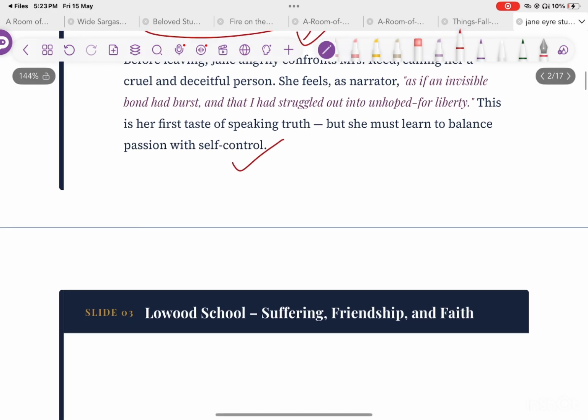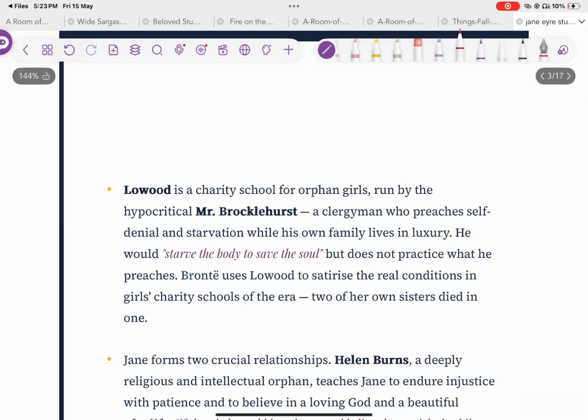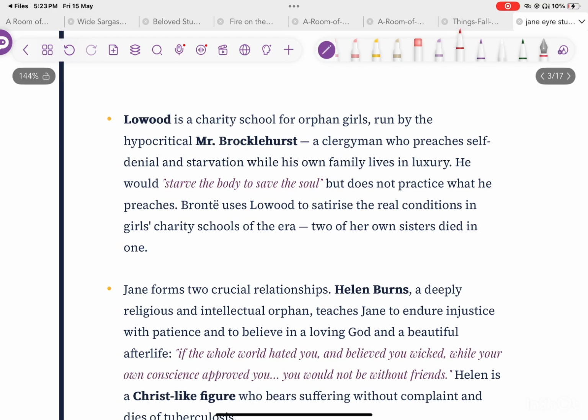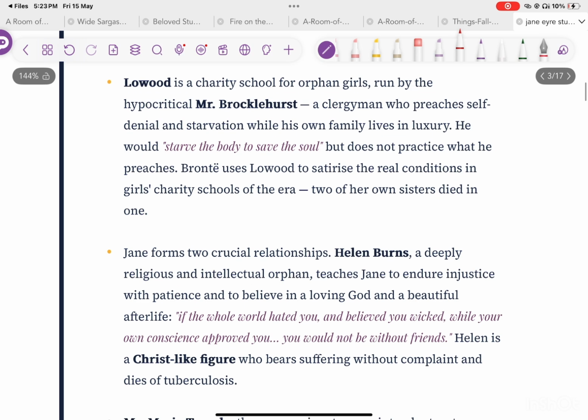So, what is Lowood? Lowood is a charity school for orphan girls run by the hypocritical Mr. Brocklehurst, a clergyman who preaches self-denial and starvation while his own family lives in luxury. He would starve the body to save the soul, but does not practice what he preaches. Bronte uses Lowood to satirize the real condition in girls' charity schools of the era.